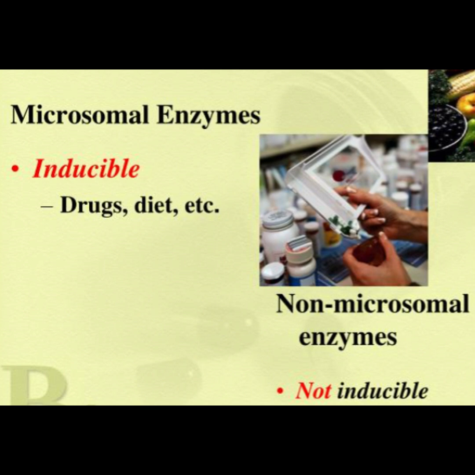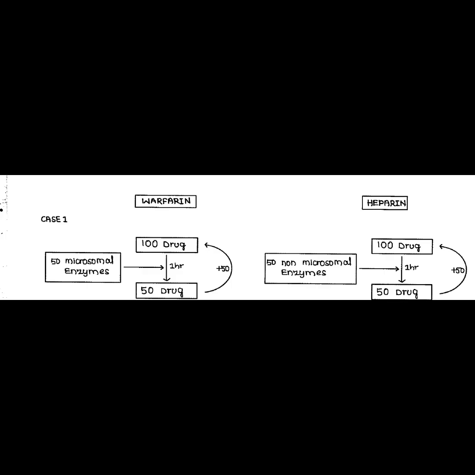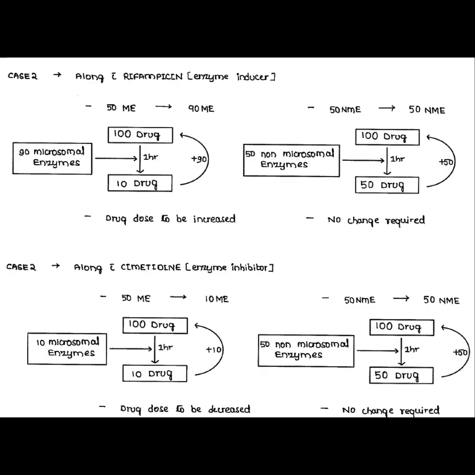So here the drug can act as an enzyme inhibitor or inducer. If a drug like rifampicin, an enzyme inducer, is taken with warfarin, the liver enzymes increase, more metabolism happens, and warfarin level drops. So the dose needs to be increased. On the other hand, if cimetidine, an enzyme inhibitor, is taken, metabolism slows, so warfarin accumulates, and the dose should be decreased. Note, heparin is unaffected because it uses non-microsomal enzymes.